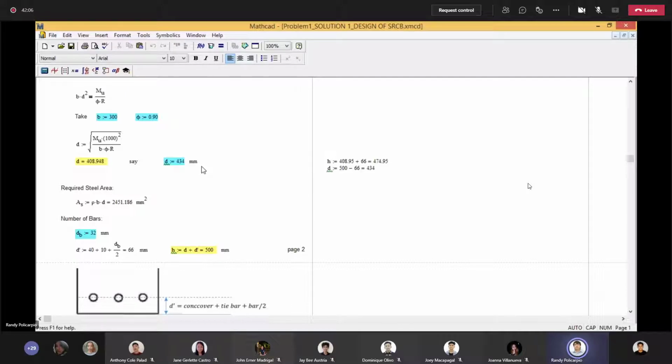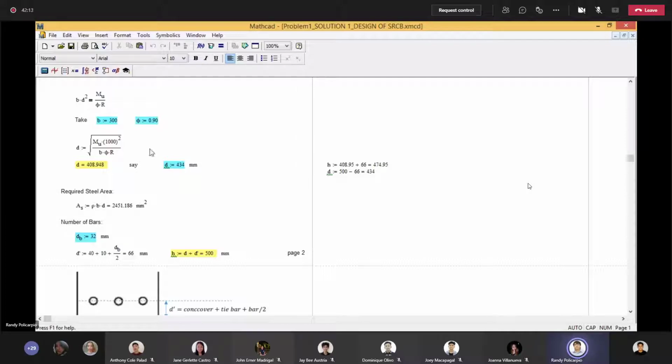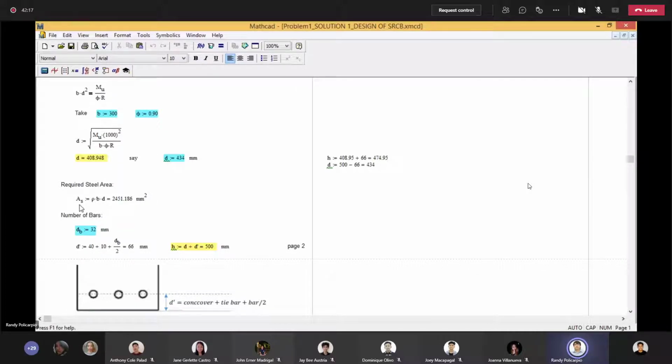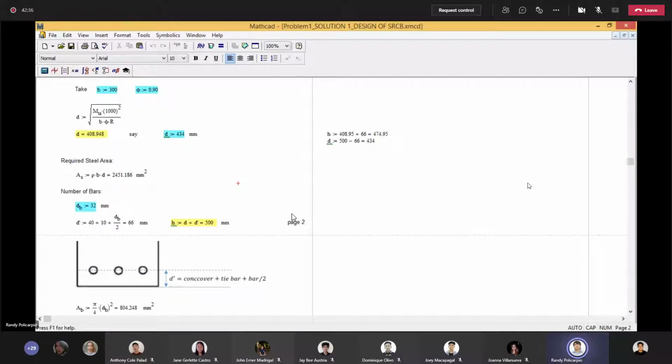So, ganun kapag nagdi-design ka. Okay? So, ngayon, once you have your D, which is equal to 434, and B is 300, you may have now your area of the steel. Area of your steel is rho bd, 2,451.19 or 186 square millimeter. Okay? So, ganun kapag nagdi-design tayo.